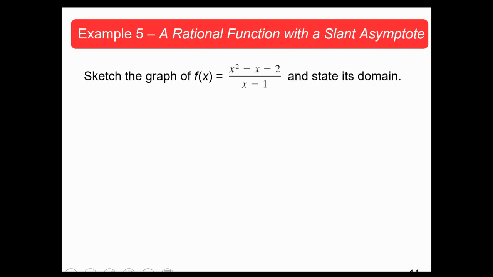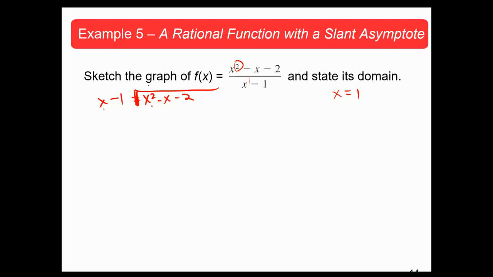Let's look at this one. Again, we have a 2 on the top, a 1 on the bottom, so there's definitely a slant. We know that there is a vertical asymptote at x equals 1. Let's divide this into the top polynomial. Oops, let's make a division sign. We have x squared minus x minus 2.